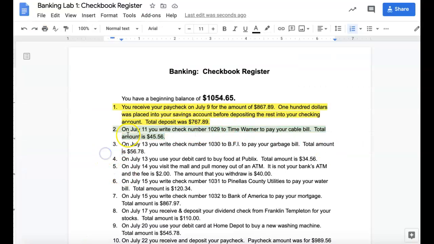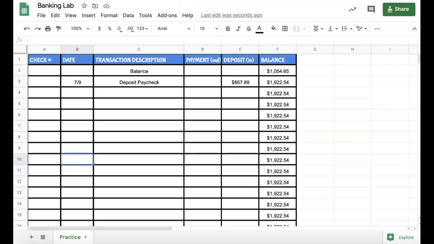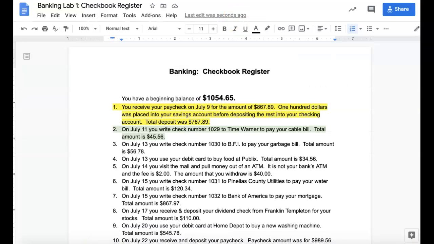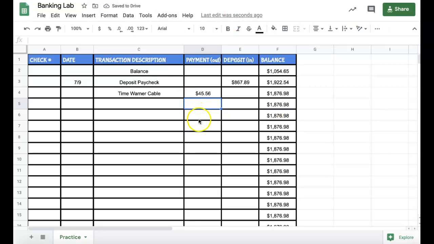Okay, next it says on July 11th, you wrote check number 1029 to Time Warner to pay my cable bill. That bill was $45.56. So that's money coming out of my account. That's a bad thing. So I'm going to go over here, $45.56, and it was for Time Warner Cable. But I put it here on the payment side because that's money going out of my account.